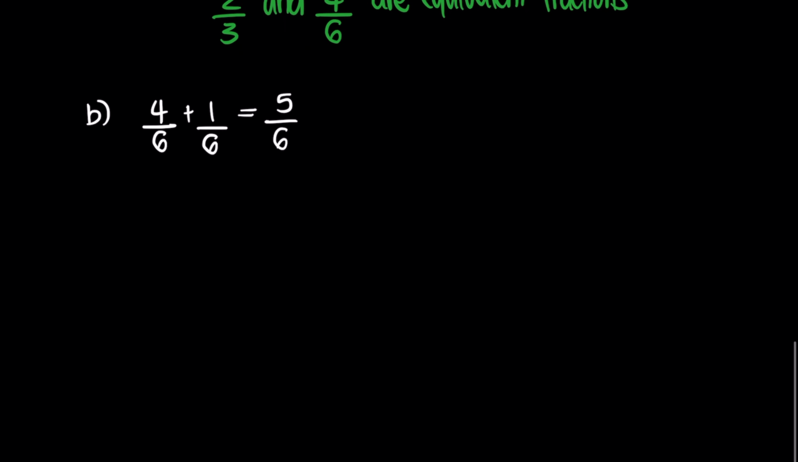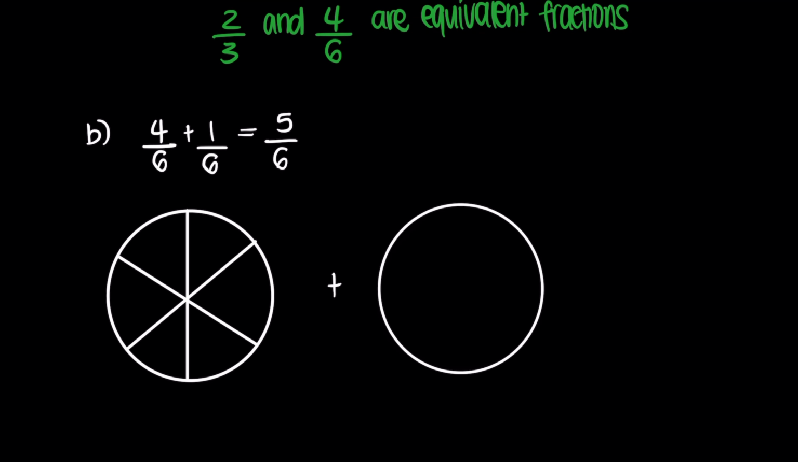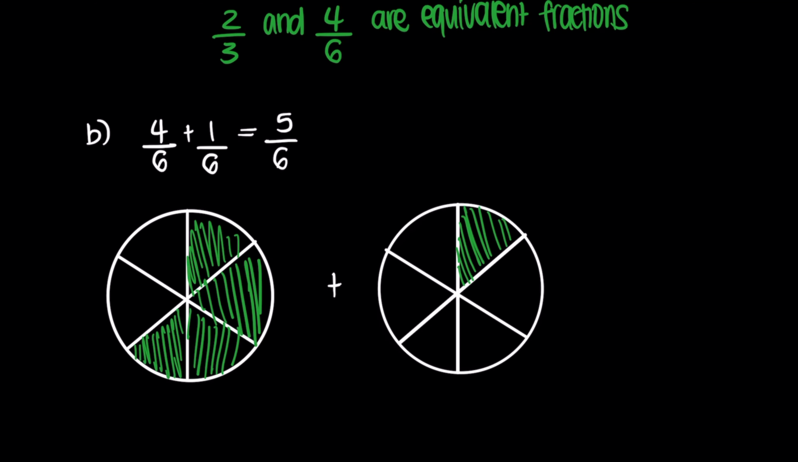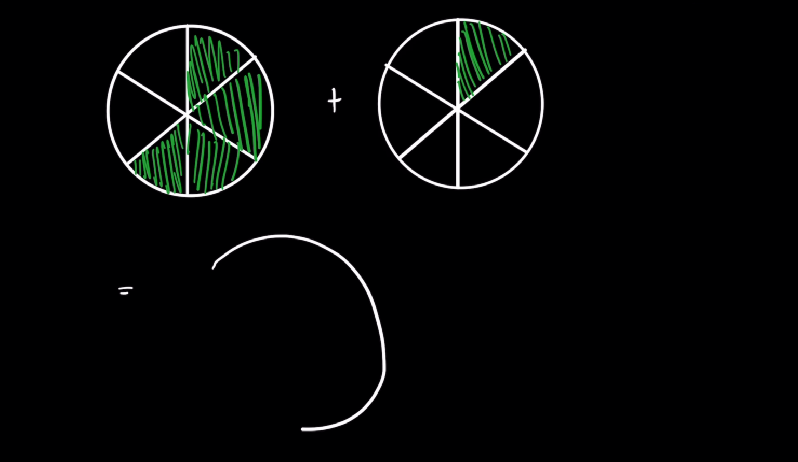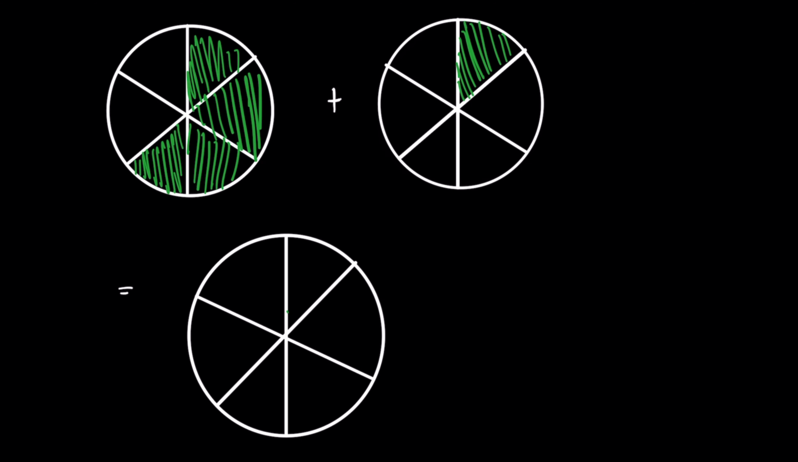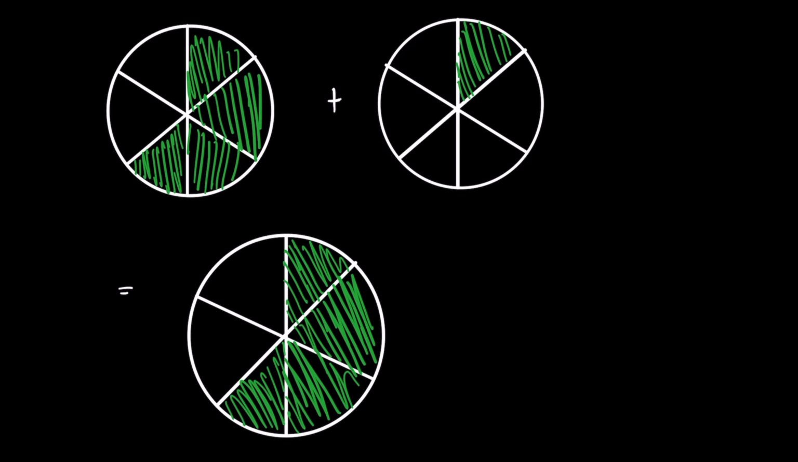Let's draw up 2 pies, both divided into 6 pieces. We have 4 pieces shaded for the fraction 4 over 6 and 1 shaded for the fraction 1 over 6. When we add both of these, we end up with 5 shaded parts of the pie, so our answer is 5 over 6. Second example, 7 over 8 minus a half.